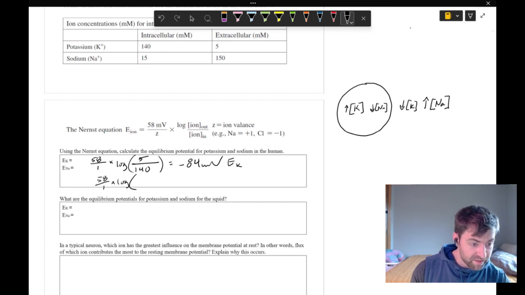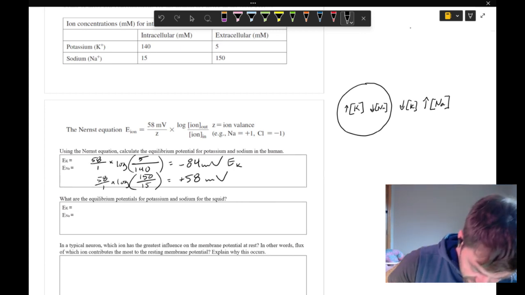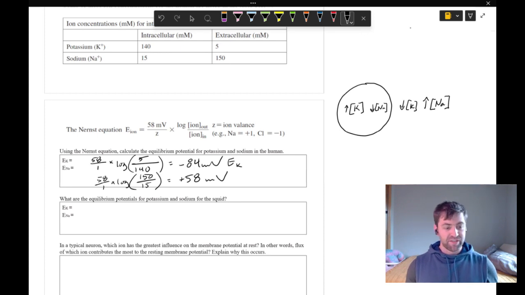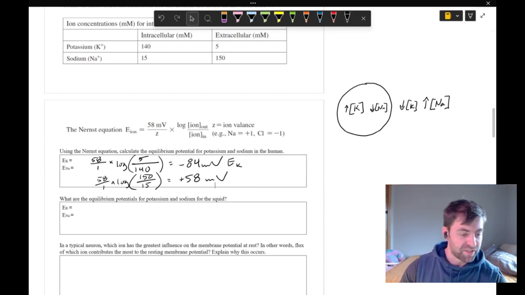For sodium, it's very similar, except it's inverse. We have 150 in our numerator, that's the outside concentration, and 15 inside, times 58 millivolts. And this is the equilibrium potential. So this begs some questions, which we're going to get into.